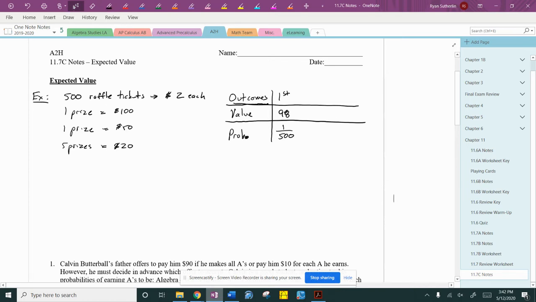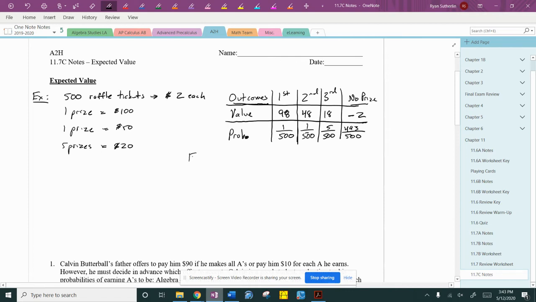Now, the probability that I'm in second place is also 1 out of 500. My value of that, I win 50, so I really made $48. Then there's third place. There were 5 of those, so I have a 5 out of 500 chance there. They won 20, they spent 2, so the value is 18. And then the last ones are the people who got no prizes. They lost their $2, and you have a probability of 493 out of 500.